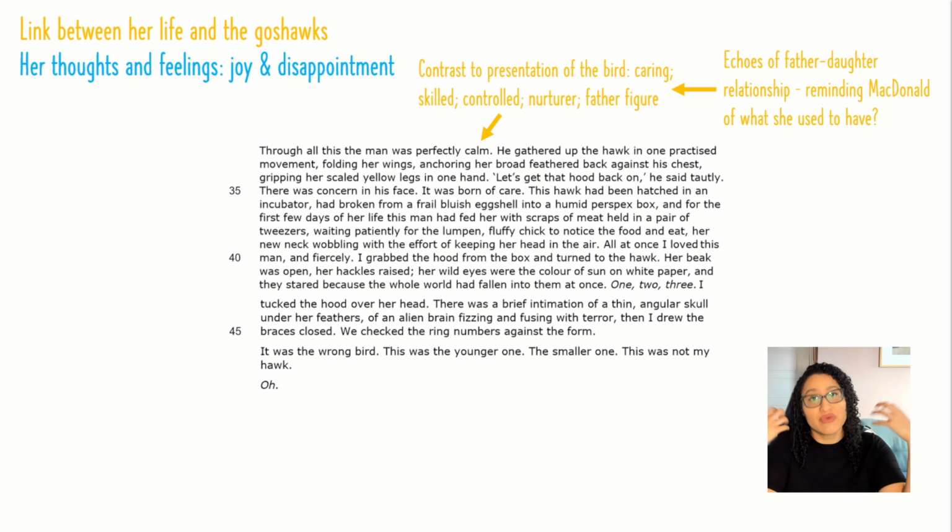What's also interesting about this bit though is that Macdonald has shifted to become the carer. So we are told that she grabs the hood and puts it on the bird. So the bird needed something. The bird needed a hood. Without the hood, that was what was making it so afraid, so vulnerable. So she is becoming the new carer by putting the hood back on it.